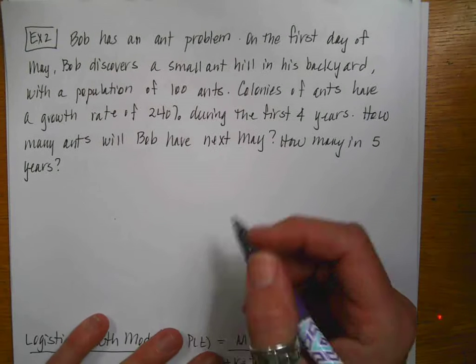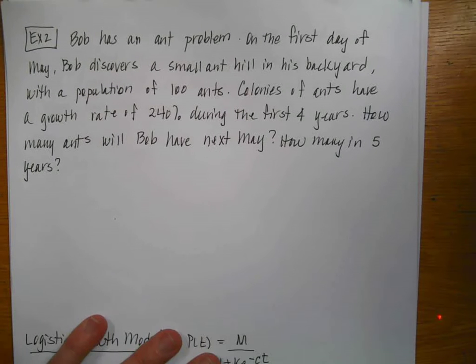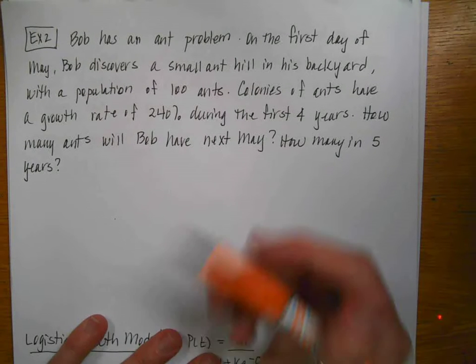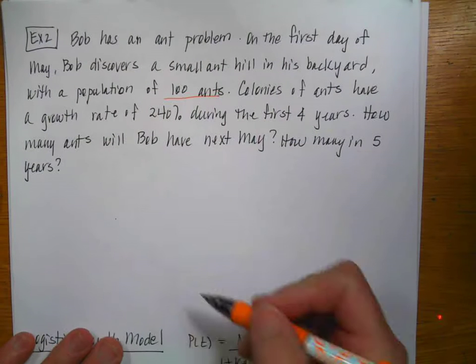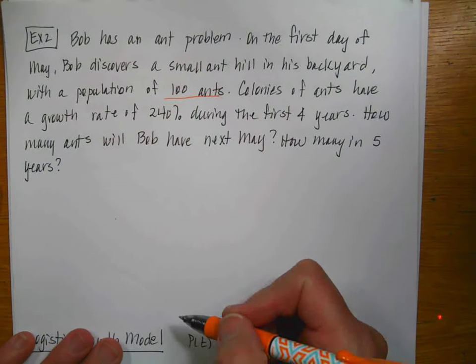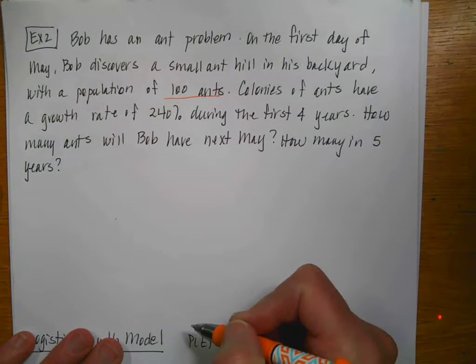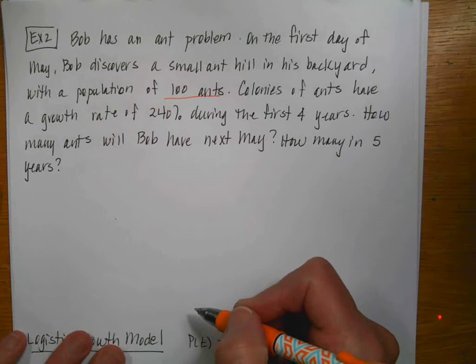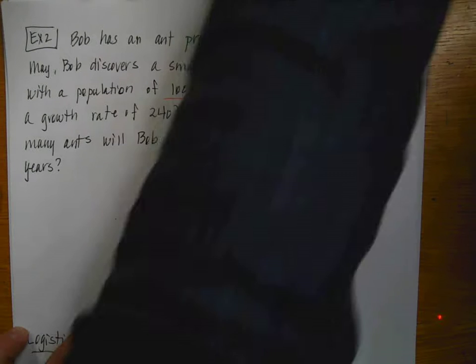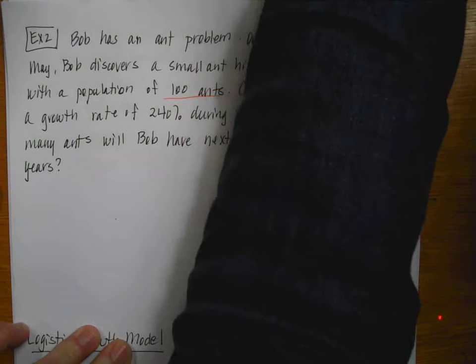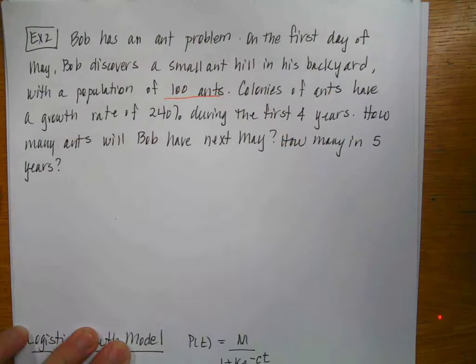On the first day of May, Bob discovers a small ant hill in his backyard with a population of 100 ants. I think that's entertaining because how do you count a population of ants? Colonies of ants have a growth rate of 240% during the first 4 years. How many ants will Bob have next May, and then how many in 5 years?